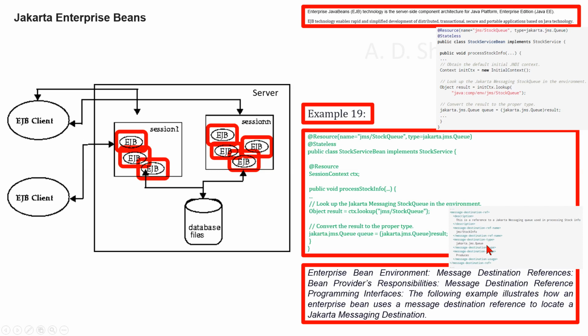The message destination usage element specifies whether messages are consumed from the message destination, produced for the destination, or both. If the message destination usage element is not specified, messages are assumed to be both consumed and produced. The following example illustrates the declaration of message destination references in the deployment descriptor.